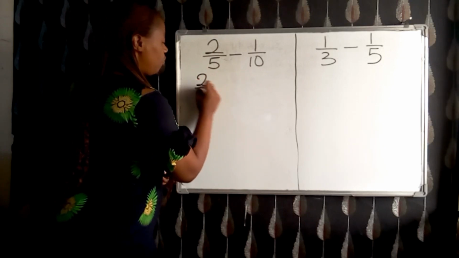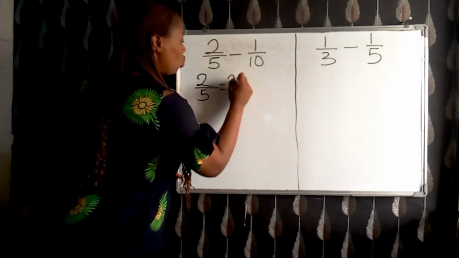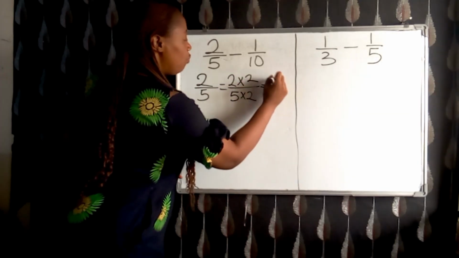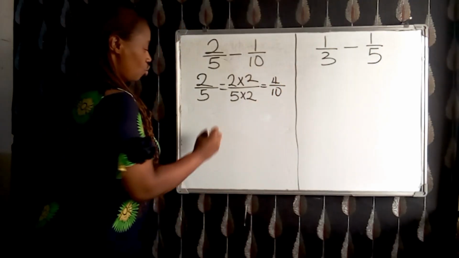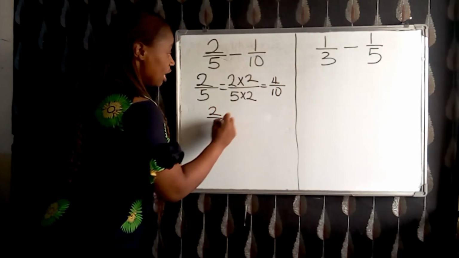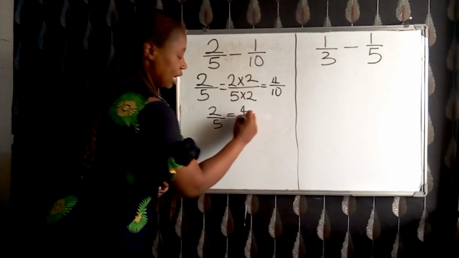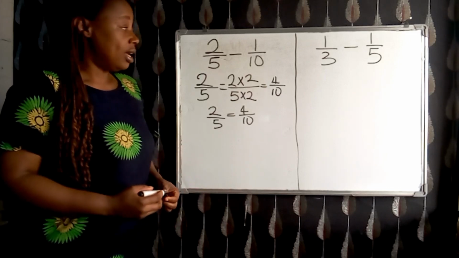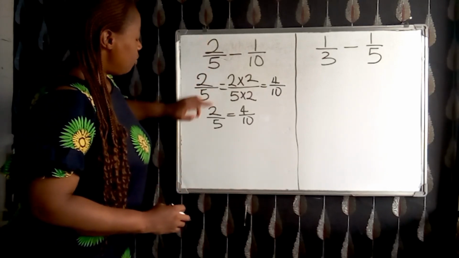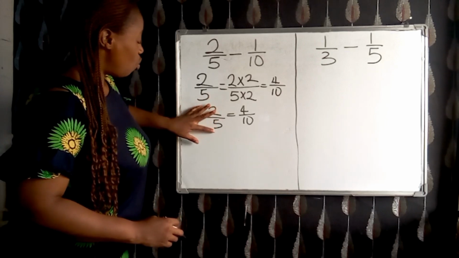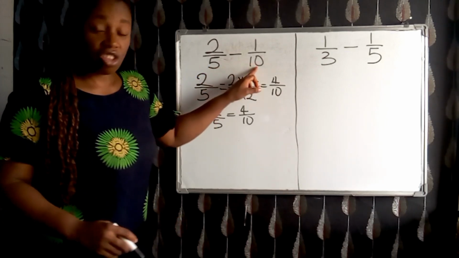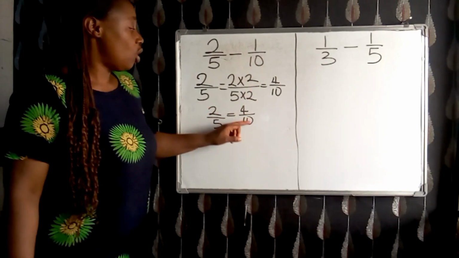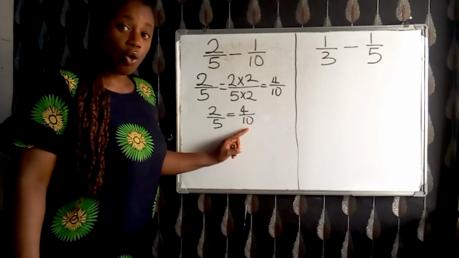So we have 2 over 5 equals 2 times 2 all over 5 times 2. We have 4 over 10. So 2 over 5 is equivalent to 4 over 10. Now, we'll come back to this fraction. In place of 2 over 5, we are no longer going to use 2 over 5 since the denominator here is not the same as this one here. We will replace 2 over 5 with this equivalent fraction, which is 4 over 10.